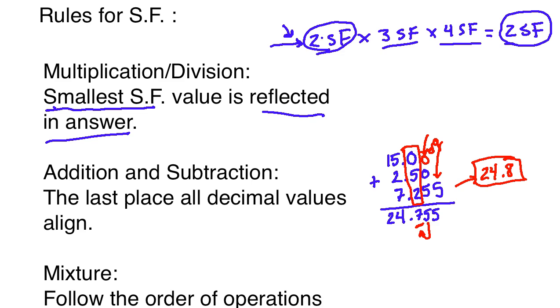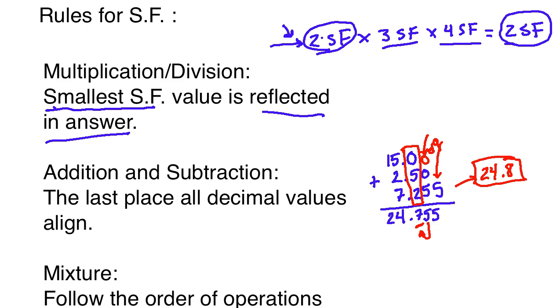Now your calculator is just going to usually spit out all of the potential digits. So you should see 24.755 in your calculator. You, as the scientific user, would need to understand how to weed out the digits that don't count and report only the proper digits back.